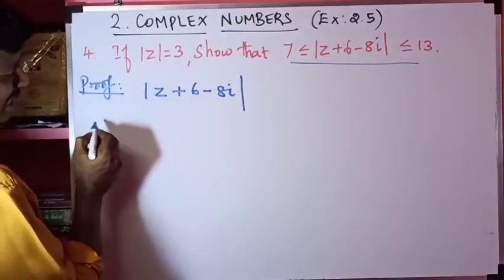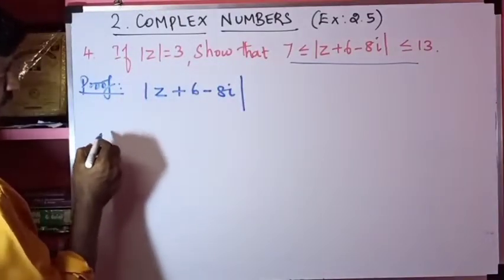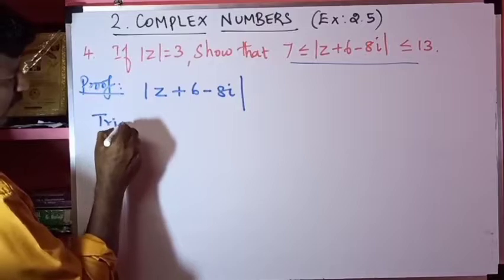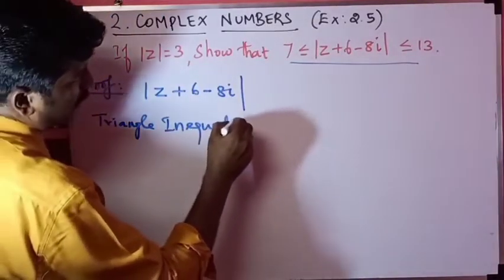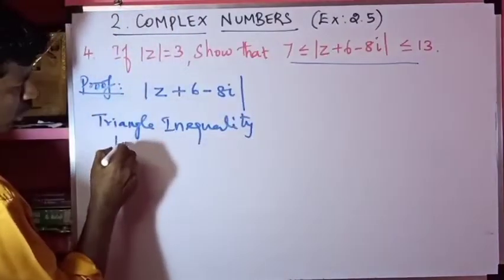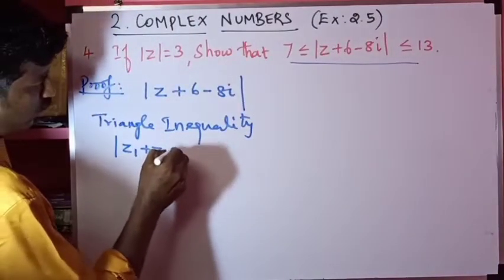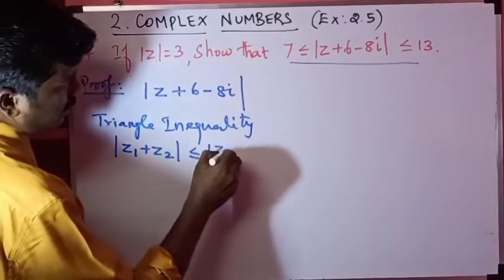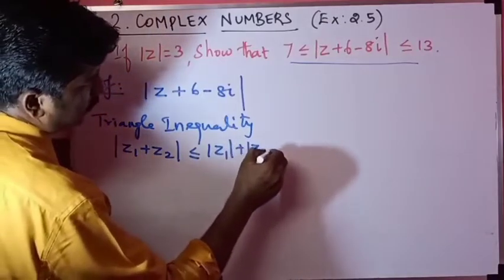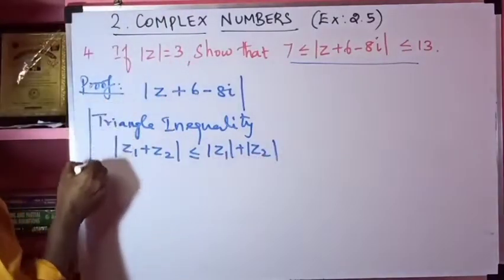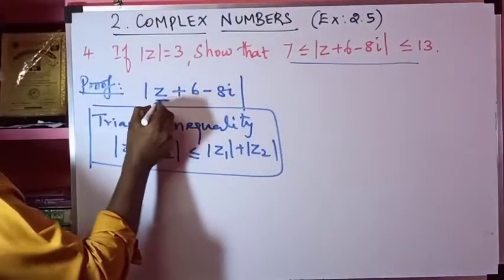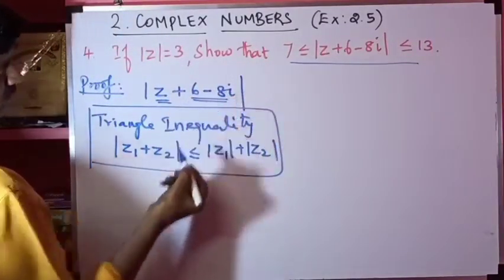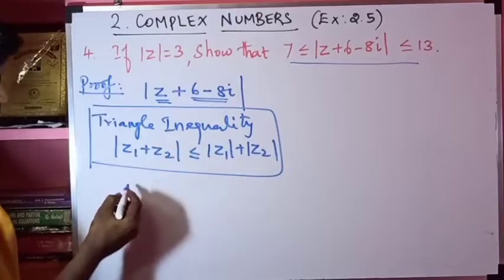Here the triangle inequality formula. What is the triangle inequality? The modulus z1 plus z2 less than or equal to modulus z1 plus modulus z2. This is the triangular inequality formula. இப்போ இதை z1 எடுத்துக்கிறோம், இதை z2 எடுத்துக்கலாம். இப்போ பாருங்க எப்படி எழுதும் பாருங்க.